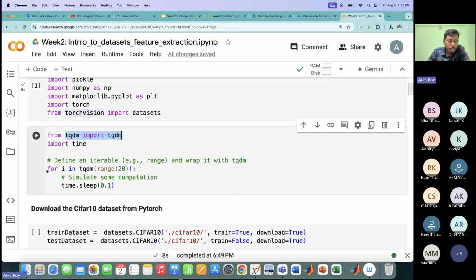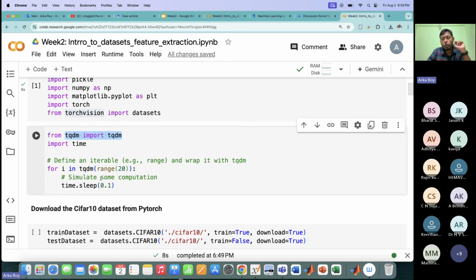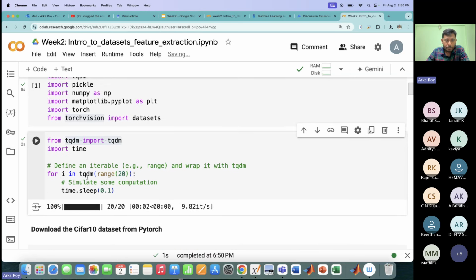Over here, I have just written for i in tqdm(range(20)), that means this particular loop will run from instance 0 to 20. And using TQDM will give you the visualization of the current status of this particular loop, whether it is 10% completed, 20% completed, or 100% completed. This is just to see the progression of the loop. Over here, you can see that it gives you the progression of the loop.